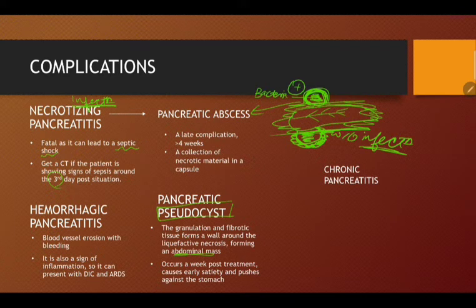The last complication, a very severe complication, and it only happens in the worst case scenarios, is hemorrhagic pancreatitis. So you know how I said the proteases cause erosion of the blood vessels? Now it doesn't just do it in the pancreas, but also outside the pancreas, which will lead to hemorrhage around the area.